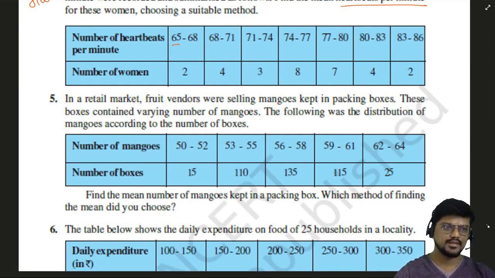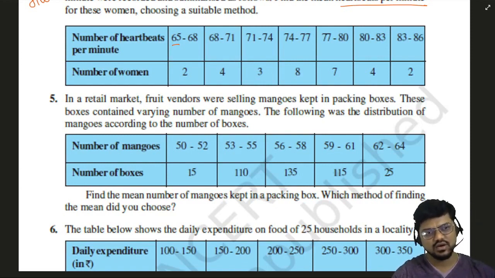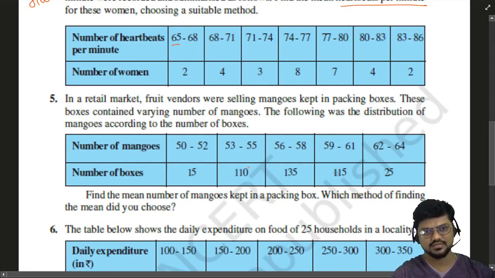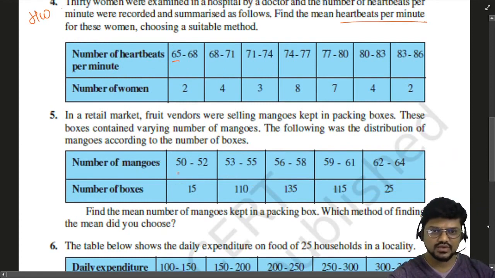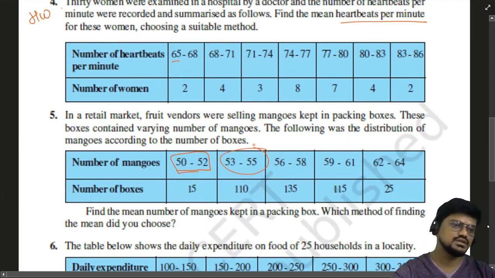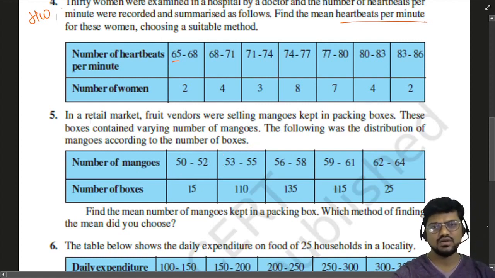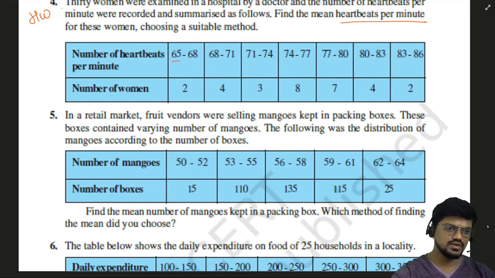The upper limit of the first batch and the lower limit of the second one do not coincide. Yes, exactly. These are discontinuous data. The data which they have given is not continuous, right? From 50 to 52 they have given, and then they have started 53 to 55, right? It's discontinuous data. So if it is discontinuous data, see, I'll tell you what we can do.